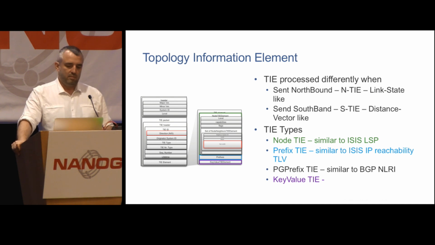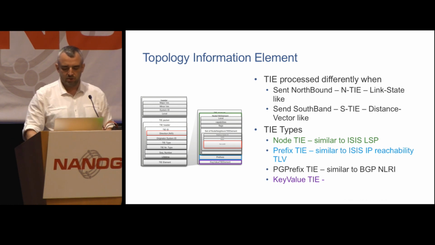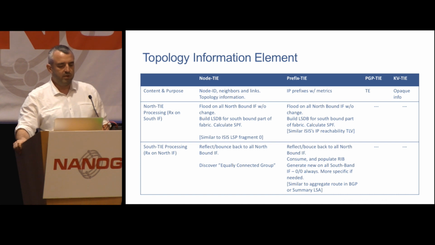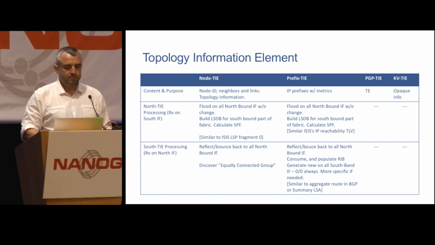And then there is a flooding of the topology information elements, and there are many of them defined. We will focus on two of them, the node TIE and prefix TIE. And there are different procedures, as I said, depending on which direction information is flowing. So here, the node TIE defines the topology: nodes, links, neighbors, but not IP prefixes. And when it travels from south to north, it's just to build a topology database.